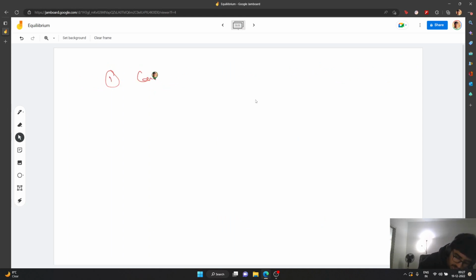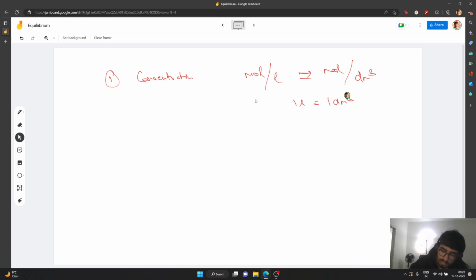Number one is concentration. First of all, the unit of concentration is moles per liter, right? So it is how many moles are there in a liter, which is the same as saying moles per dm cube, right? 1 liter is 1 dm cube. So you should remember this conversion always, which is equal to 1,000 cm cube. And the internal conversion that's going on here is this. So you should always remember this. Okay.